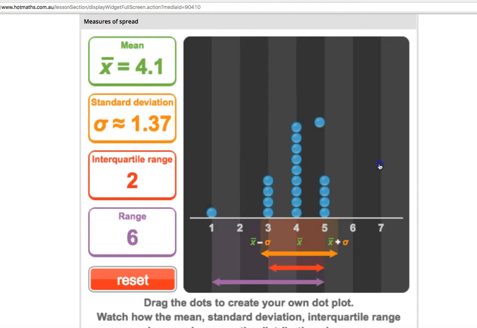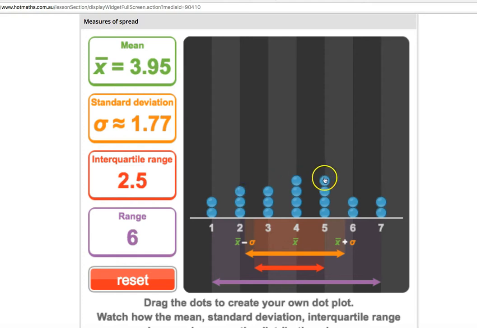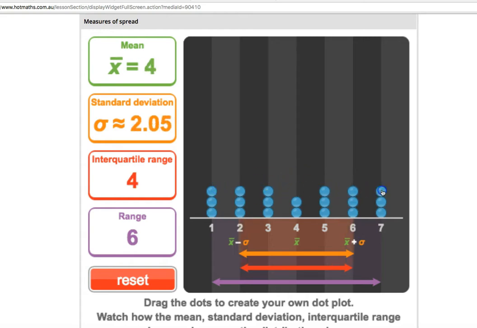Now, if I spread the scores out more, why isn't it changing? Don't know why it's not changing. Wait. So if I spread the scores out more, watching, the standard deviation increases. Do you think you have an idea what standard deviation is measuring? The bigger the standard deviation, would you say the scores are more or less spread out? Yeah, they're more spread out. Do you see? So that's what standard deviation is.